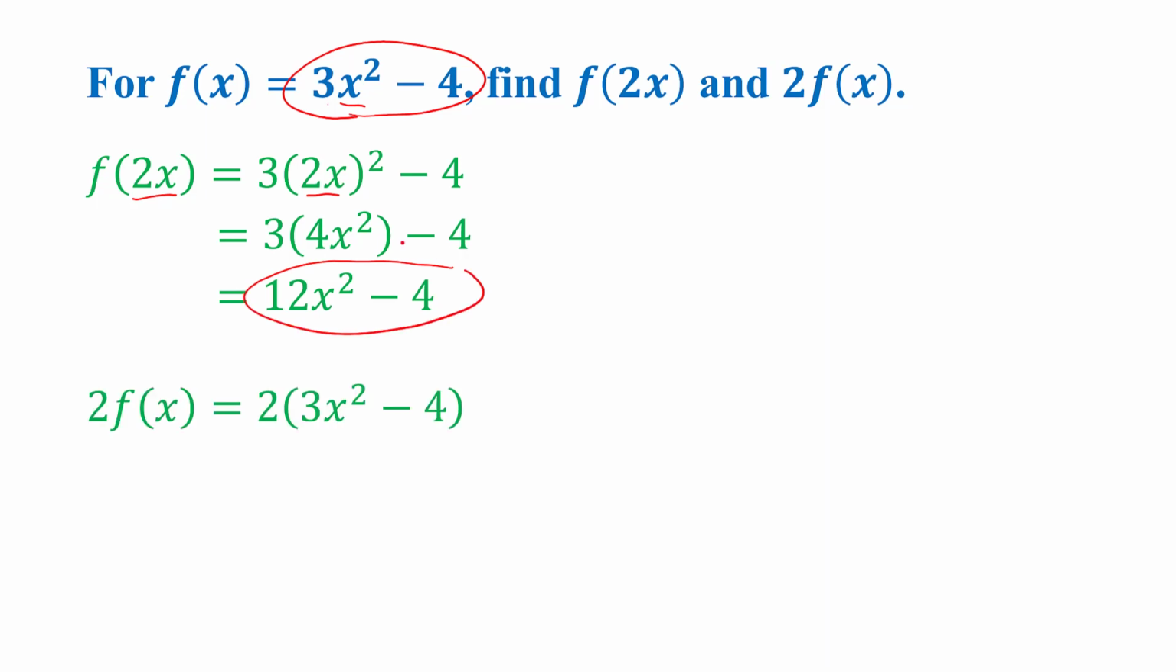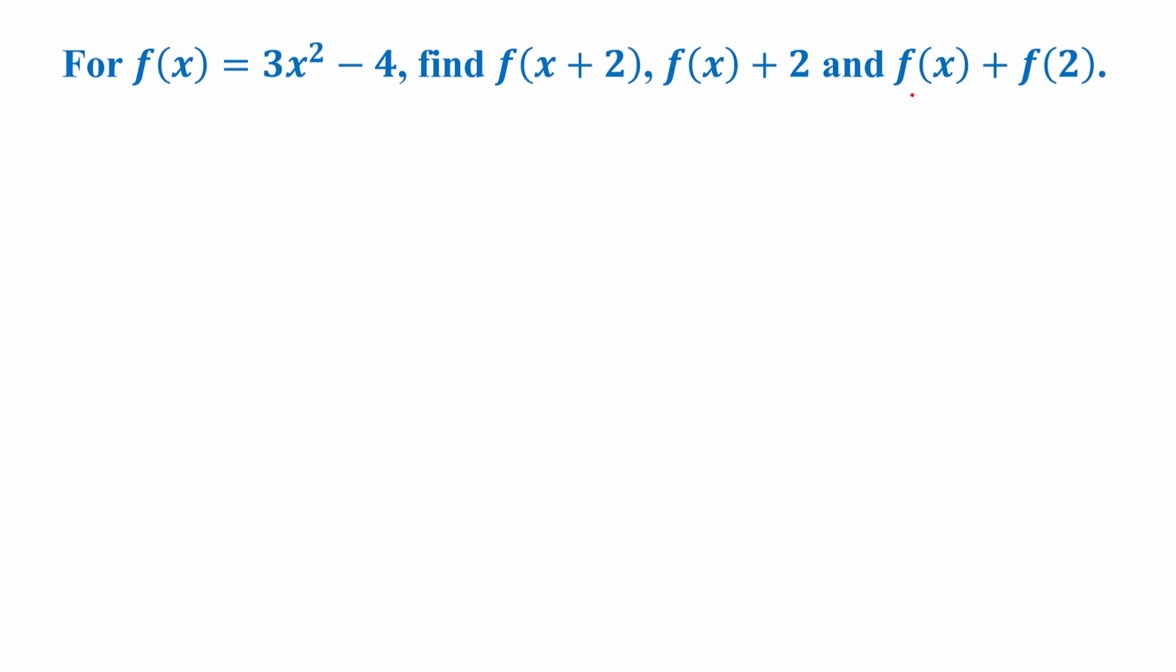Then if we find 2 times f(x), this is 2 times (3x² − 4). We distribute the 2 through to give us 6x² − 8 for a final answer here. And the reason that we're looking at these two functions is to note that f(2x) is not the same as 2 times f(x). So it's important to note the differences and pay close attention to what you're doing with these functions.